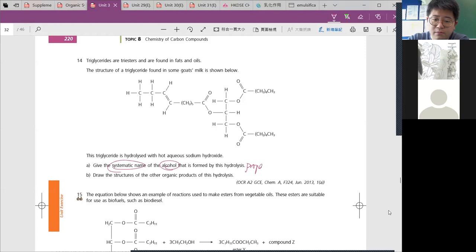Propane, hyphen, 1, 2, 3, hyphen, triol. Okay, we've got a hyphen here. You missed out the hyphen. So number and letter, hyphen. And draw the structure of other organic products of this hydrolysis. So how do you deal with this? A very complicated structure, right? But you may have some easier way out.